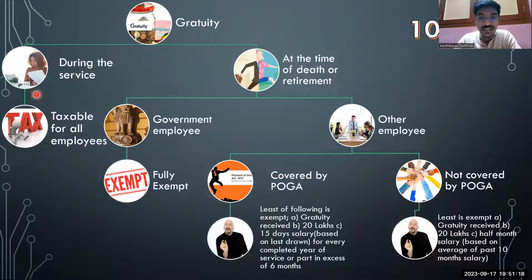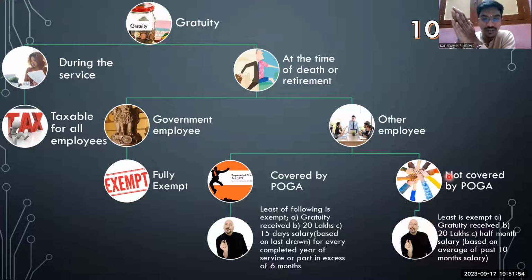Right? If he is not a government employee, then the determination of the amount which is exempt from tax is found by checking whether he is covered by the Payment of Gratuity Act or not. If an employee is covered by the Payment of Gratuity Act, the least of the following amounts will be exempt. First is the gratuity received, then 20 lakhs, then 15 days salary based on last drawn salary for every completed year of service or part thereof in excess of 6 months.